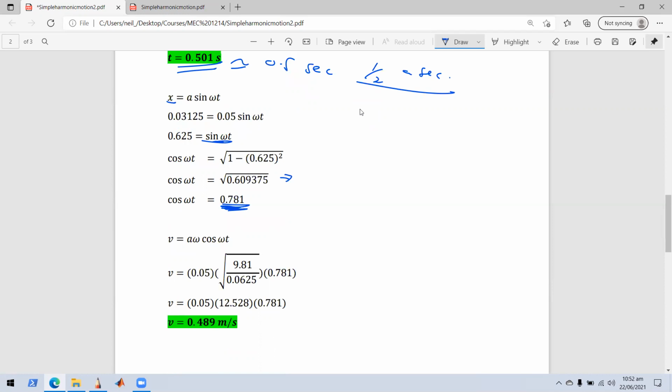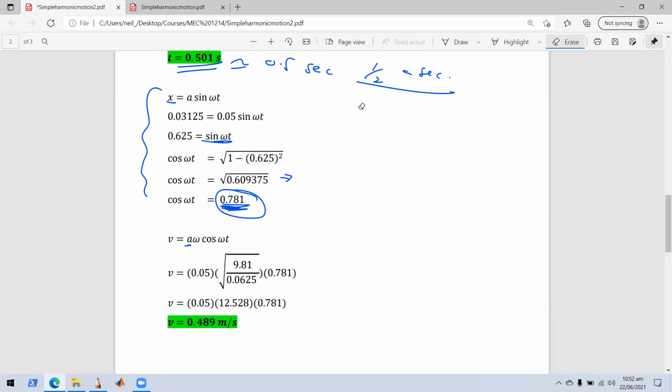We can use this to find v, because the formula for v is equal to a, which we know, times omega, which we know, times cosine omega t. This was the unknown. But we did some steps and we found the value for cosine omega t. So we can plug that value in.